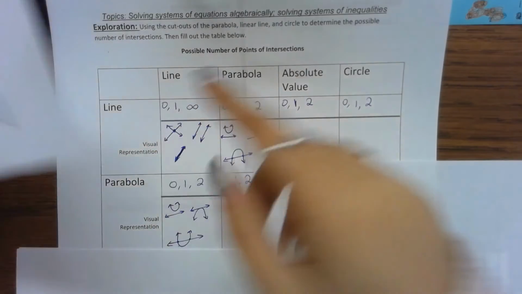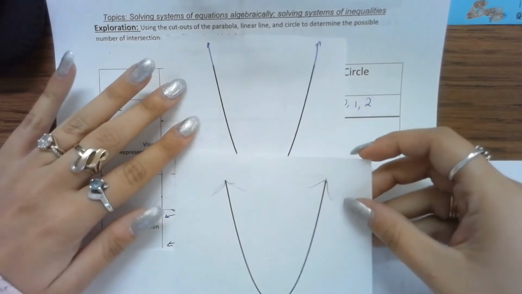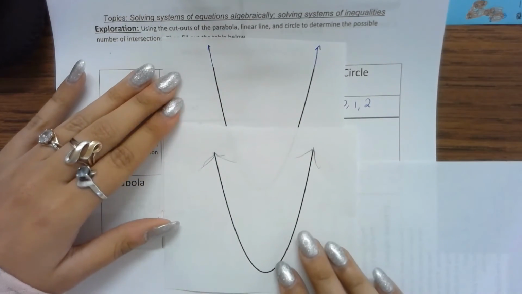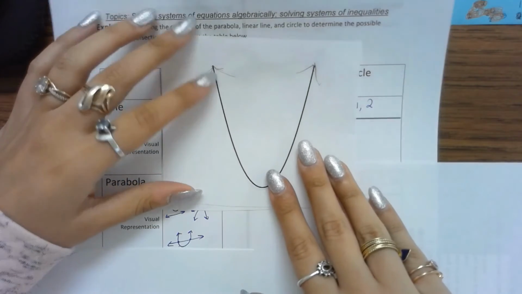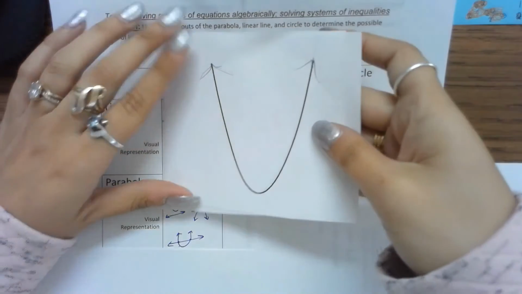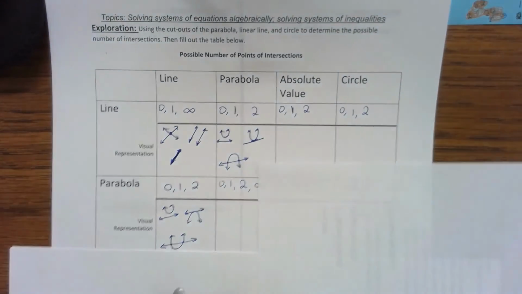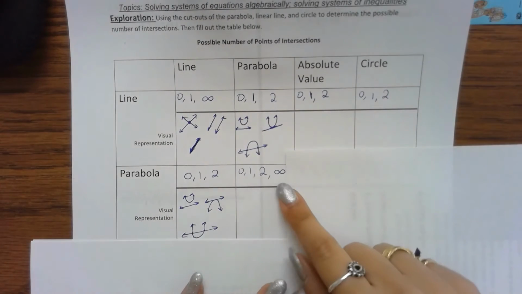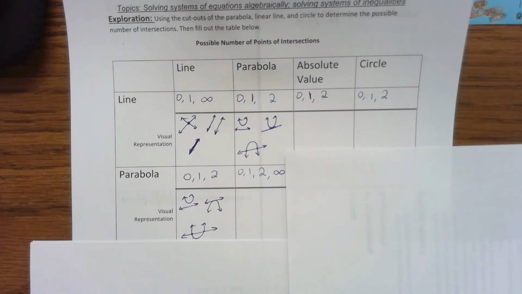And just like line and line, what if I flipped it and I tried to see what happens now? Okay, I haven't intersected yet, I haven't intersected yet, but look, now the parabola is on top of the other parabola in every single possible way, and we can have infinite solutions when we have a parabola and a parabola, just like when we have a line and a line in our system.